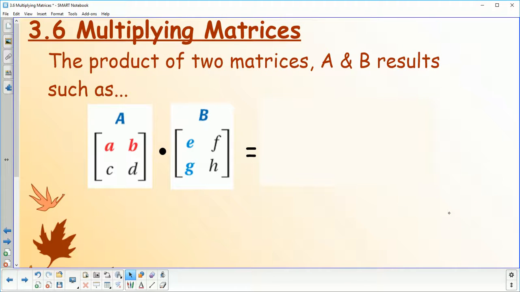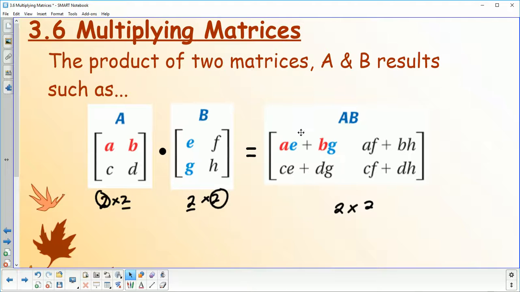Okay, so what that would look like if we actually do take the product. So we have a 2 by 2 times a 2 by 2. These two are equal, which means our resulting matrix is going to be a 2 by 2, which I got from these two numbers. And to get that first position up here, we're going to take our row 1 times our column 1. So we're going to multiply A times E plus B times G, and we'll do that for each one. So the first position is row 1, column 1: we take row 1 times column 1. To get that second position, we did A times F plus B times H.